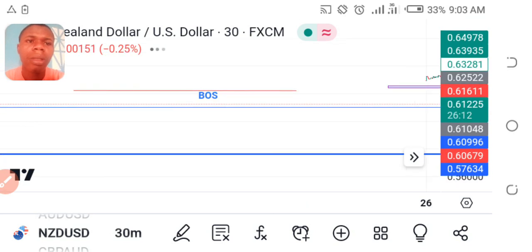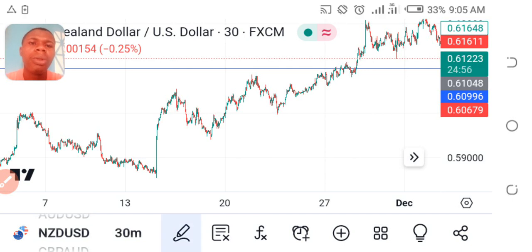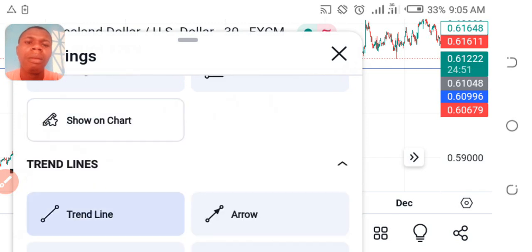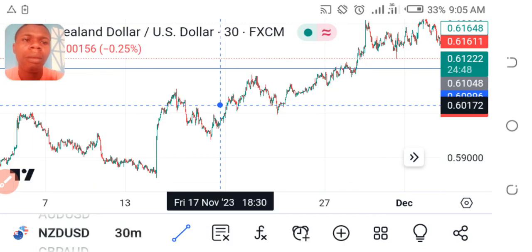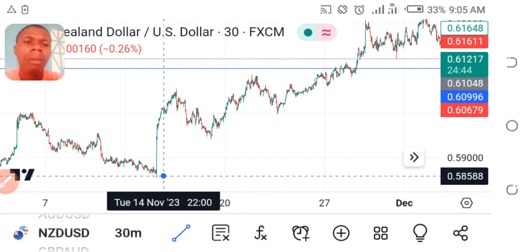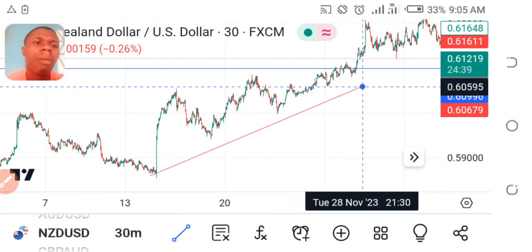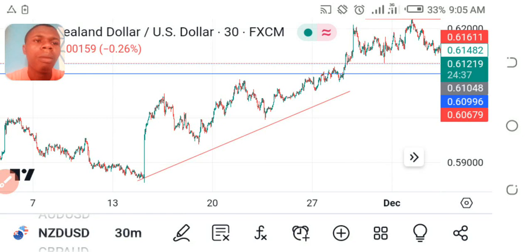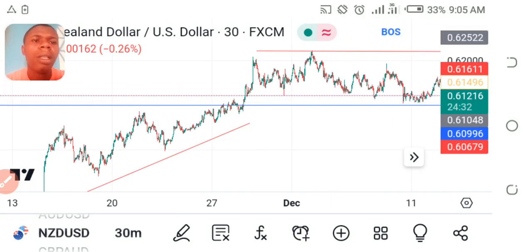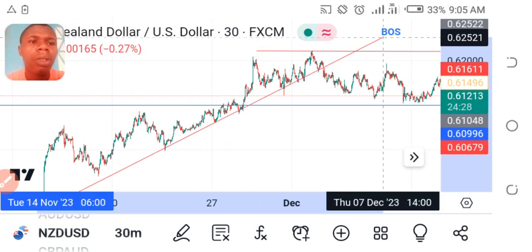Okay, this is it. So we just start drawing from here. Don't forget what I said: immediately this trend line has been broken in the 30 minutes, I exit the trade.